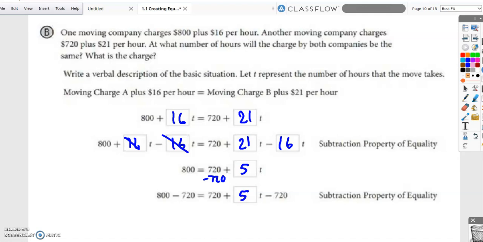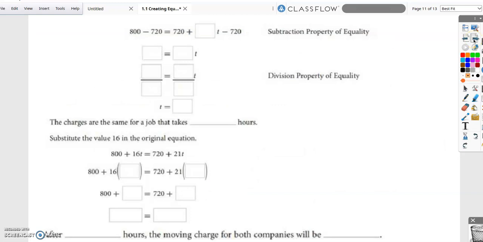All right. So now we're left with 800 minus 720 is 80. 5T minus 720. These two 720s cancel out, and I'm left with 80. Okay, so 80 equals 5T. The T's on this side, so I divide everything by 5, and I get T is equal to 16. The charges are the same for a job that takes 16 hours.